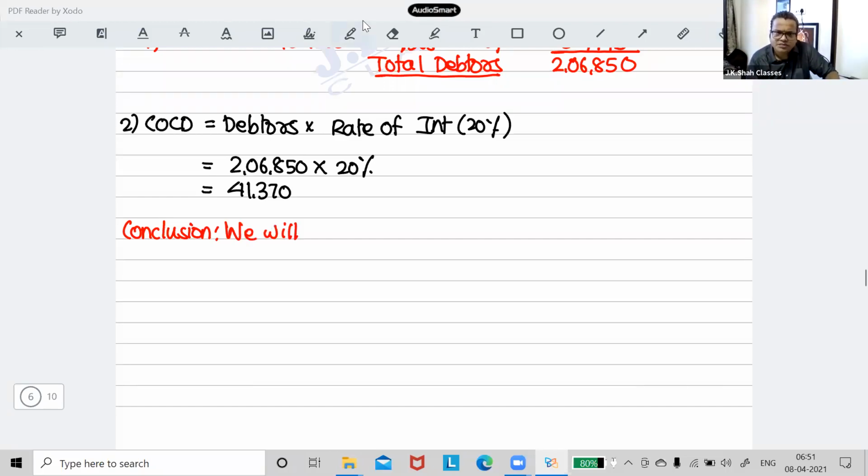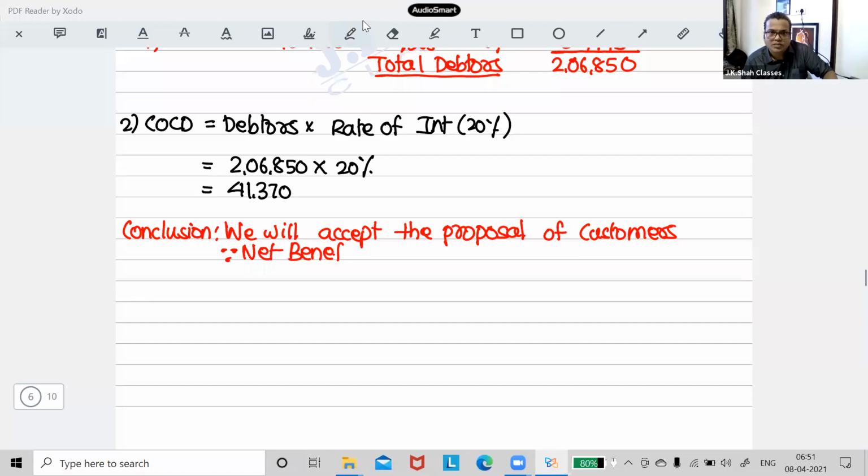We will accept the proposal of customers, right? Since net benefit is positive, right?